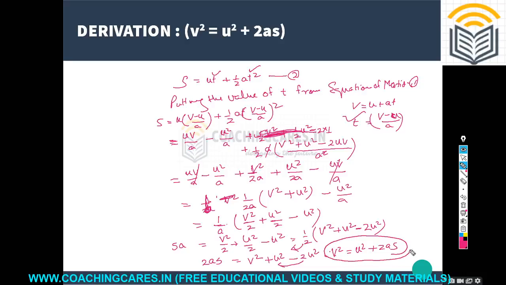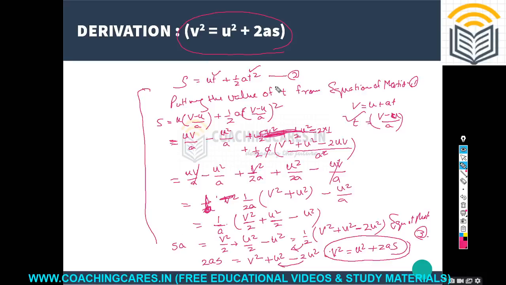So finally we'll get this equation, which is nothing but the third equation of motion. So this is third equation of motion, number 3. So this is the whole derivation of this one. So you can have a look at that.